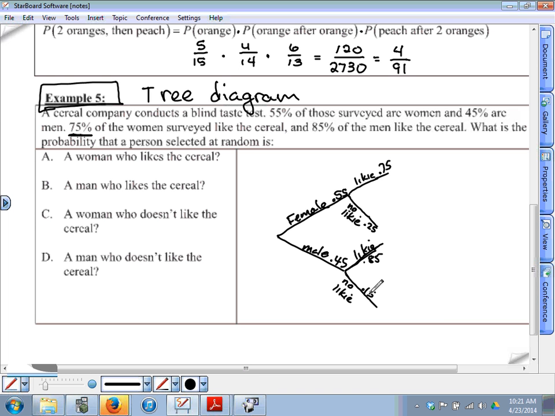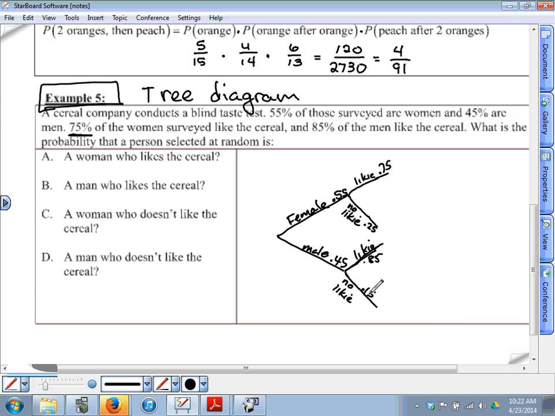So now that we have this wonderful tree diagram, we can answer the following questions. If a person is chosen at random, of the people who did this blind taste test, what's the chance that it was a woman who also liked the cereal? This is an and probability, guys. It has to be a woman, and that woman has to like the cereal. What does the word and mean? Multiply. We have to multiply two separate probabilities.